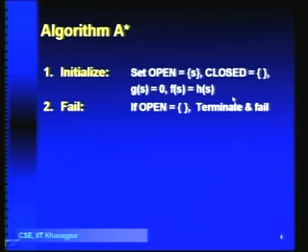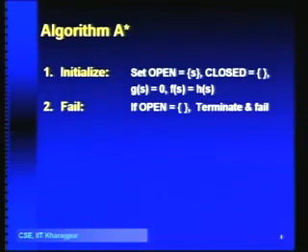Step 2, same as before, if open is empty, then terminate and fail, just as we had before. Hs is the heuristic function which gives the estimate of the cost of reaching the goal from S. Hs is the estimate of the cost of reaching the goal from S.